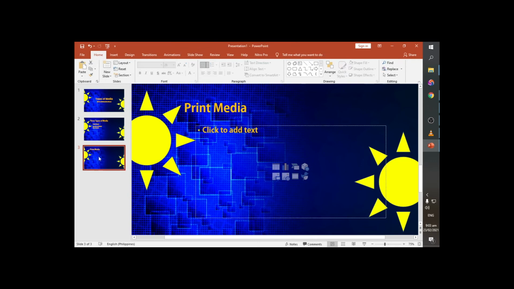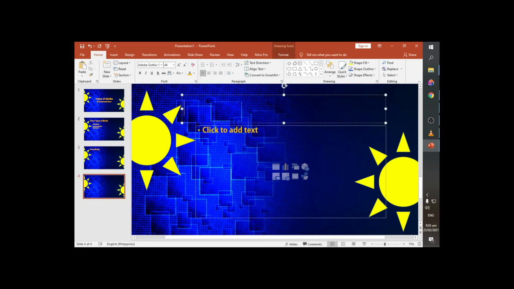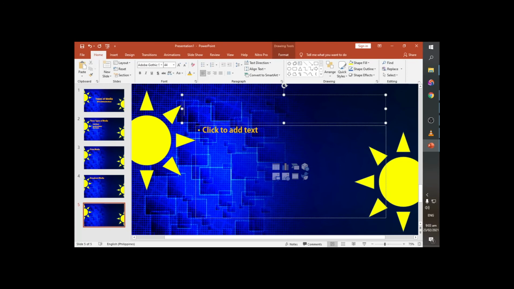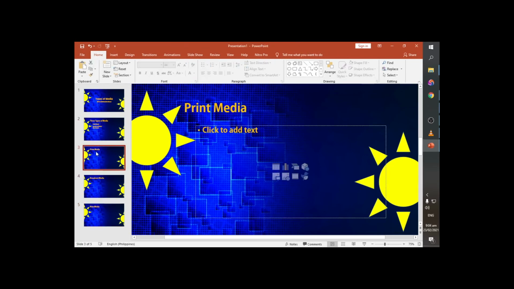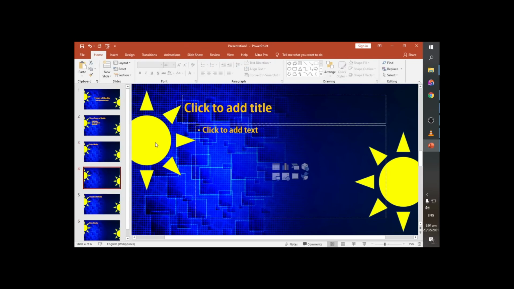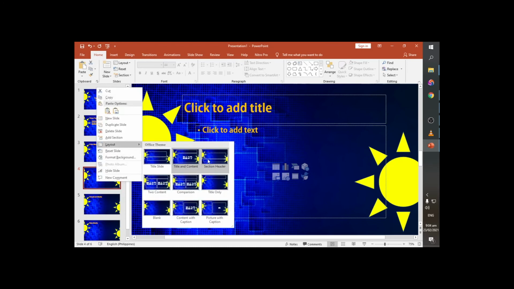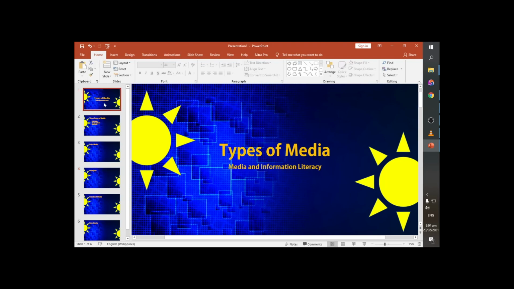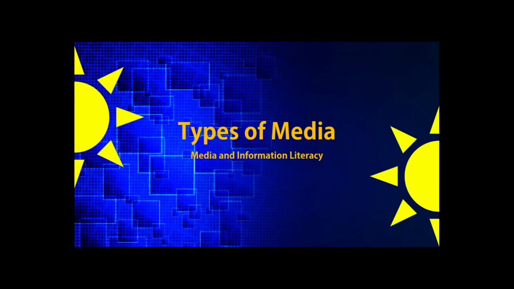So let's talk about print media. So write something here. Let's talk another one. Let's talk about broadcast media. Then another one. Let's talk about new media. Okay. So on each of these, I have to add examples. You can change the layout for images only and title only. Examples. Okay. And then in here I can add pictures. So if you're going to play this slide, it will look like this.